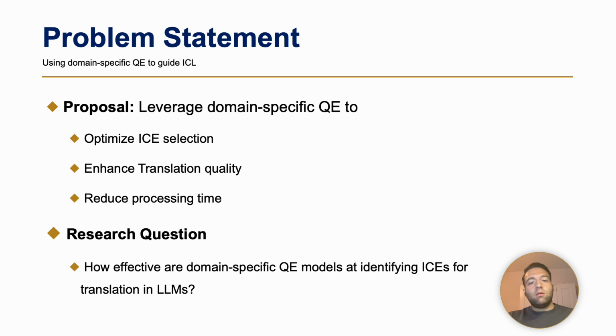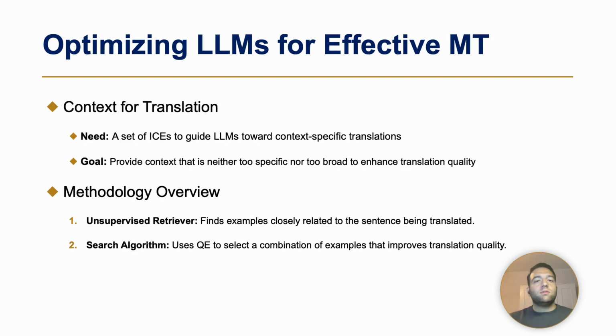So our study aims to explore how effective domain-specific QE models are in selecting in-context examples for translation tasks in large language models. To utilize LLMs for effective machine translation, what is needed is a set of examples to provide the context, and as a result, guide or steer the LLM toward the correct context-specific translation, meaning a set of in-context examples. And what is further important is the number of in-context examples and their combination. Ultimately, what is required is that the in-context examples provide context that is neither too specific nor too broad and can effectively boost the translation.